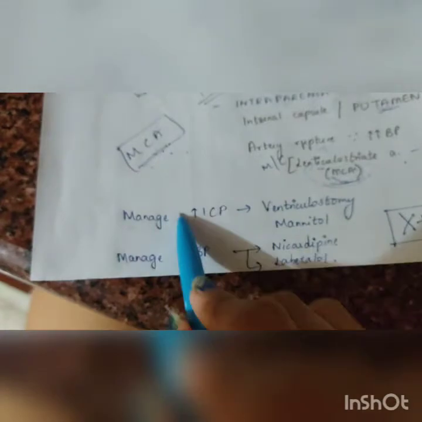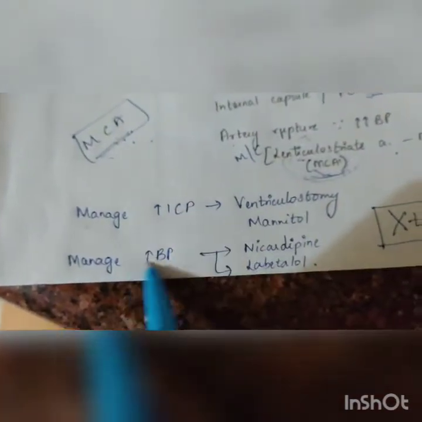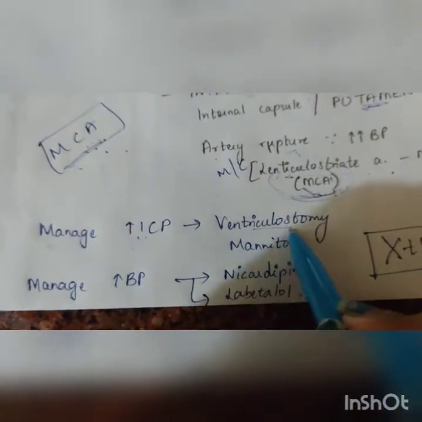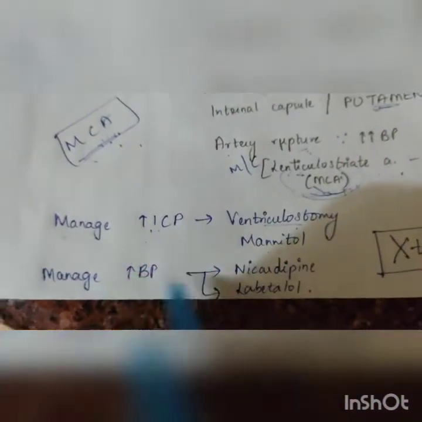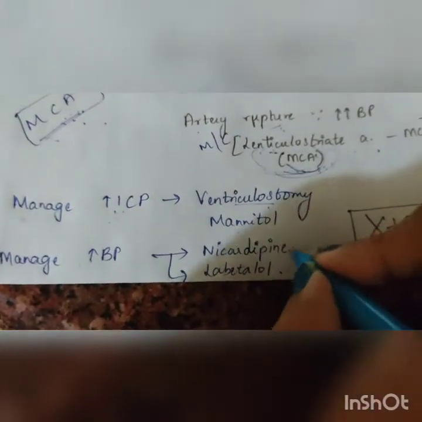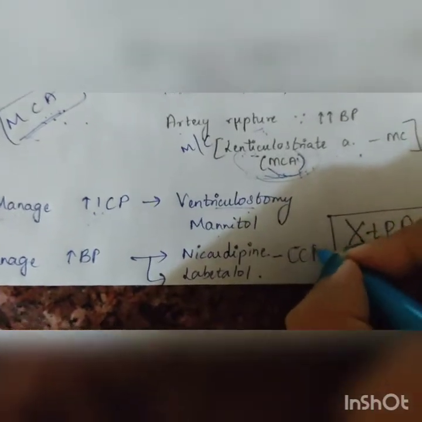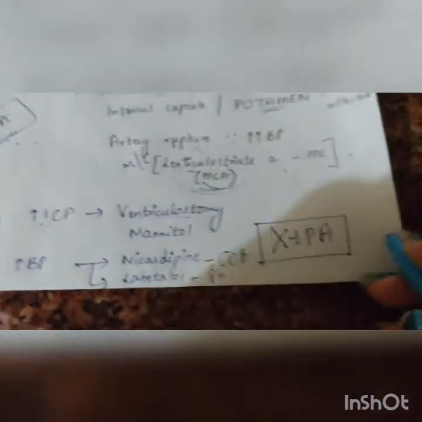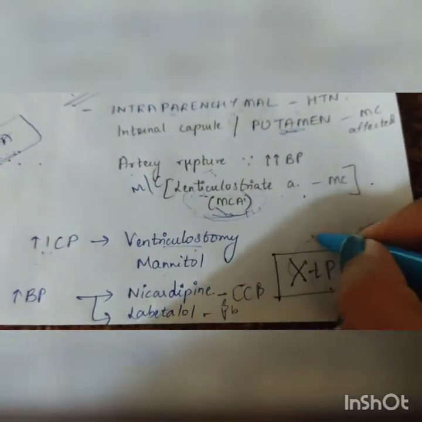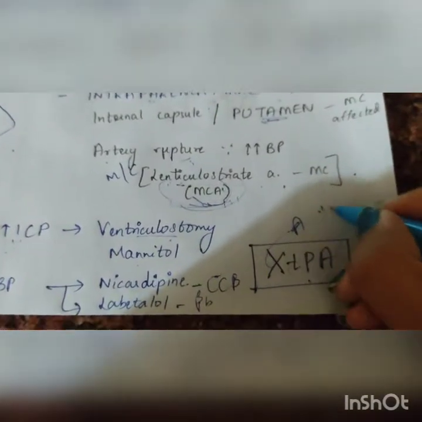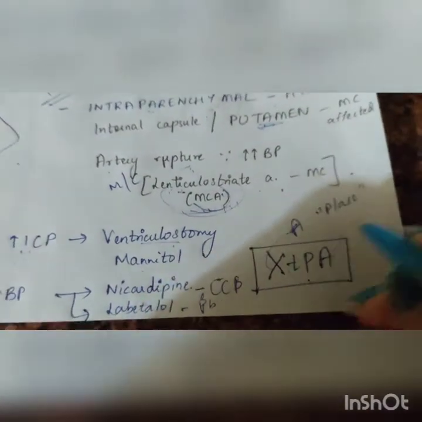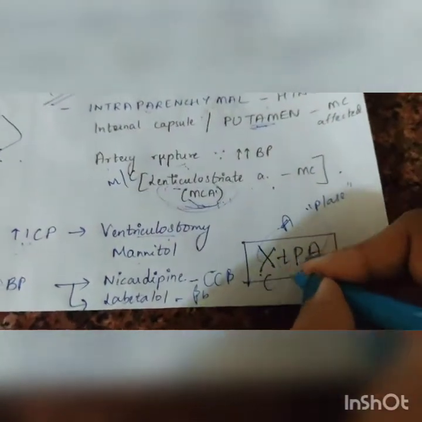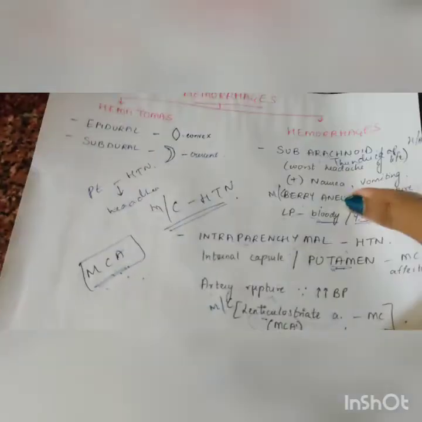And the treatment is similar to the ischemic stroke. You're going to manage his intracranial pressure and blood pressure. Intracranial pressure is managed with ventriculostomy or mannitol, and blood pressure is managed with nicardipine or labetalol. As we've discussed, this is a calcium channel blocker and this is a beta blocker. And always remember, tPA, that is alteplase or any kind of plase, is strictly contraindicated in hemorrhagic stroke, because it is only going to increase the hemorrhage and worsen the condition.